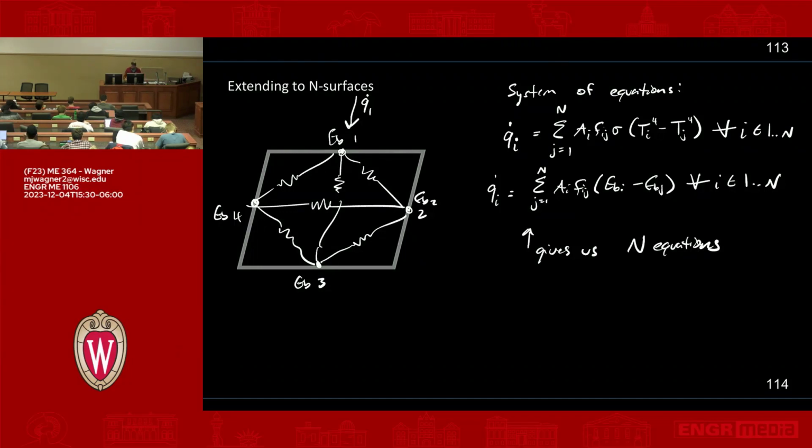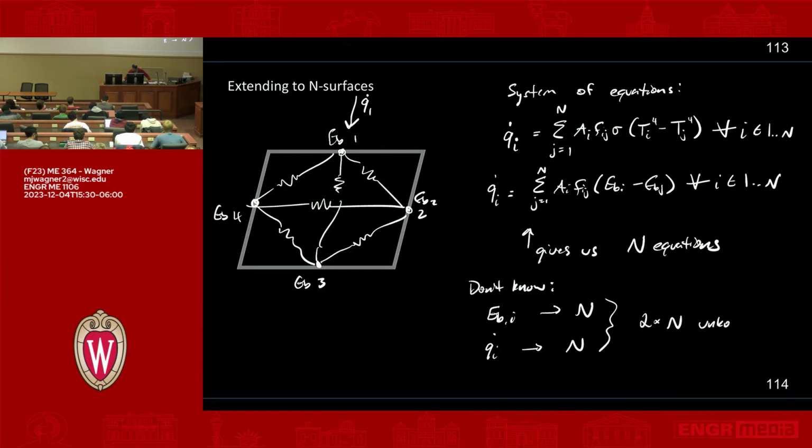Well, what do we not know? I guess we don't know E_b,i, right? So the emissive power of whatever surface, that's n. We have n of these. What else don't we know? We don't know Q dots, right? We don't know Q dot i. So together, these give us 2 times n unknowns. So I guess we're halfway there, right?